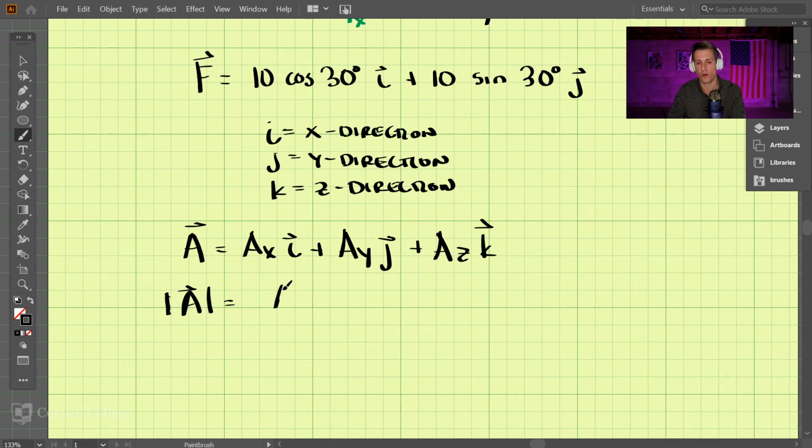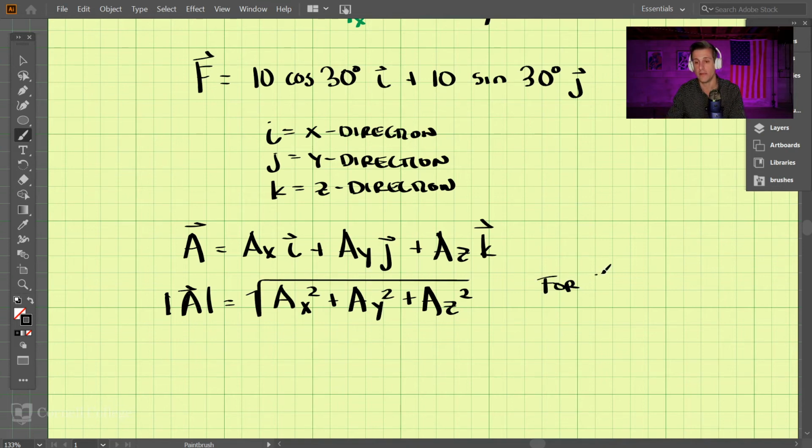Well, it's nothing more than the Pythagorean theorem, right? Ax squared plus Ay squared plus Az squared, and then we take the square root of that. All right. For 2D problems, Az is going to be equal to 0, right? So we would just leave off this Az part and set that equal to 0. Okay.